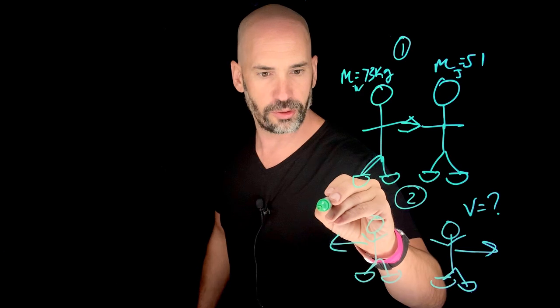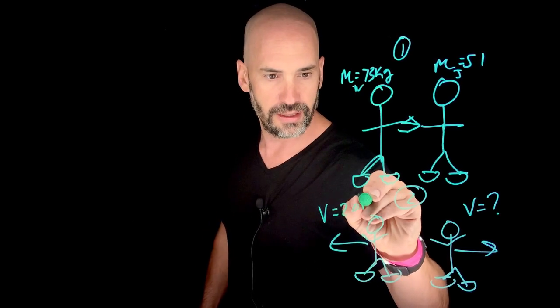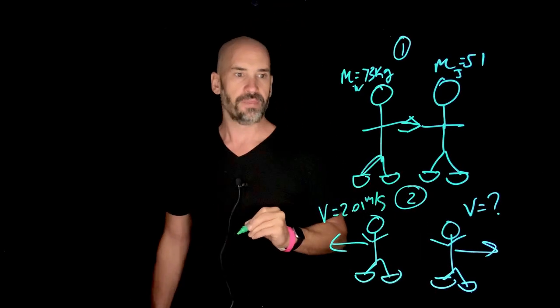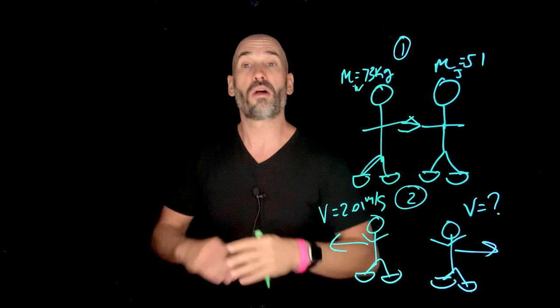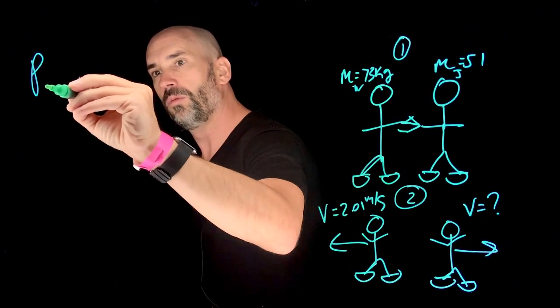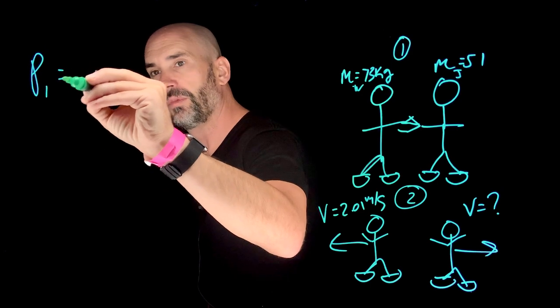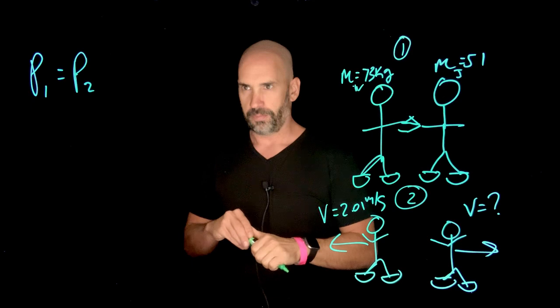We know that the speed of Will Ferrell when he pushes off is 2.01 meters per second. These guys are pushing off from each other, and this is a prime example of conservation of momentum. We know that the momentum 1, or momentum before, must equal momentum 2, or momentum after. So let's look at this.